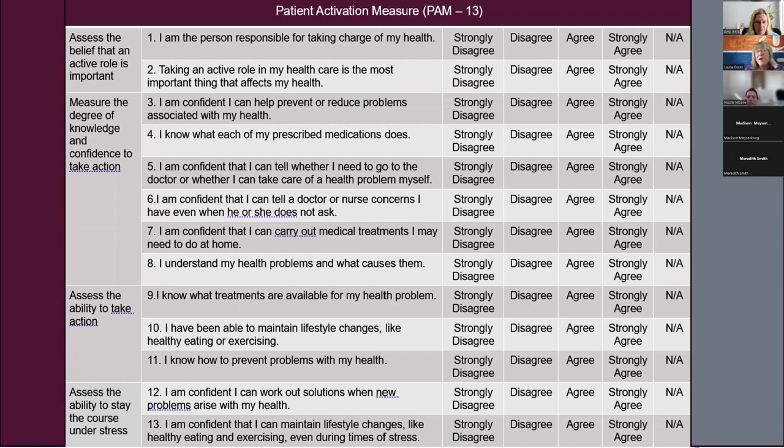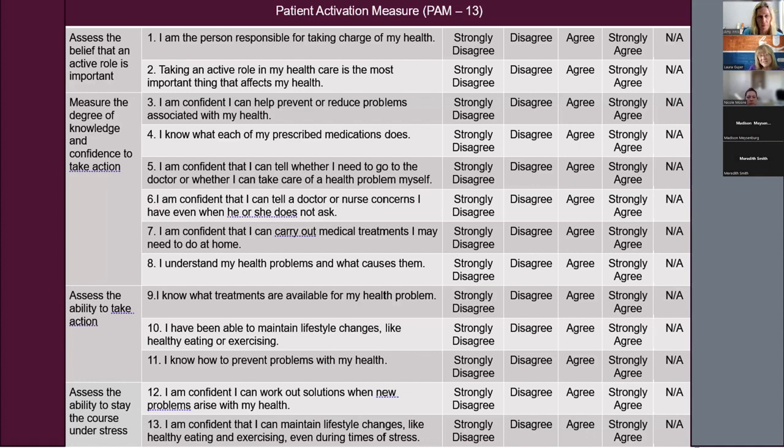I'm confident I can help prevent or reduce problems associated with my health. I know what each of my prescribed medications does. I'm confident that I can tell whether I need to go to the doctor or whether I can take care of a health problem myself. I'm confident I can tell a doctor or nurse concerns I have even when he or she does not ask. Confident I can carry out medical treatments I may need to do at home. I understand my health problems and what causes them.